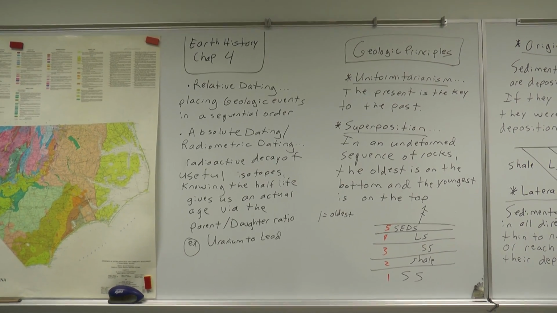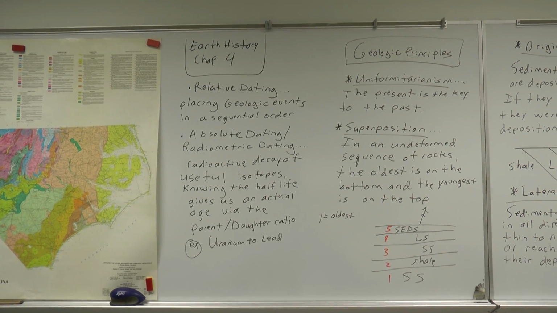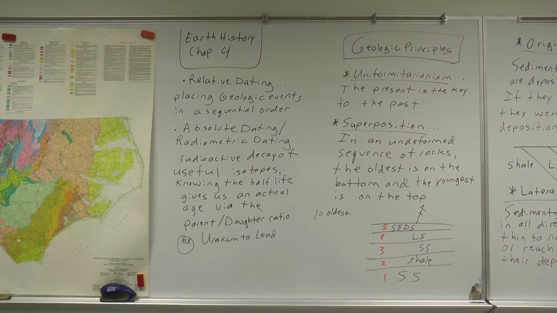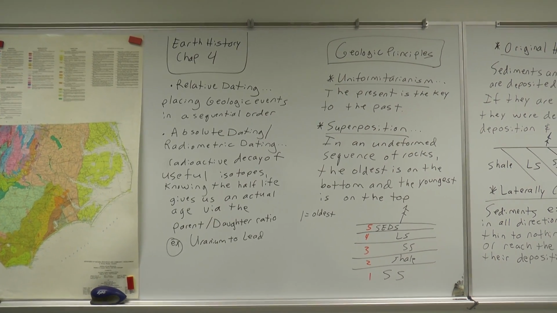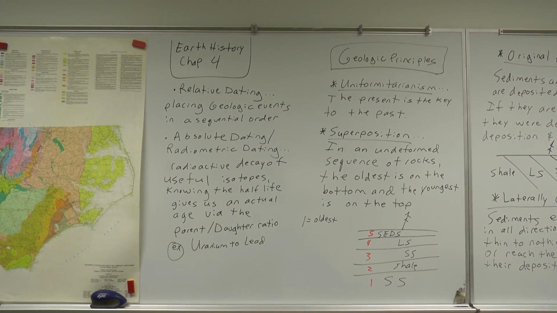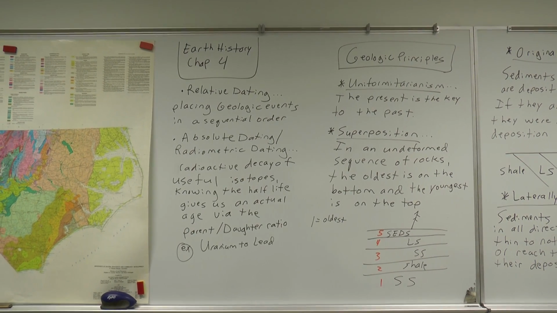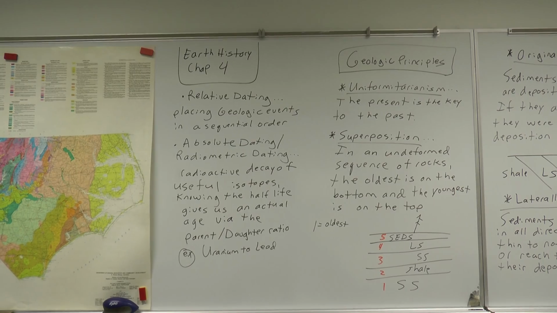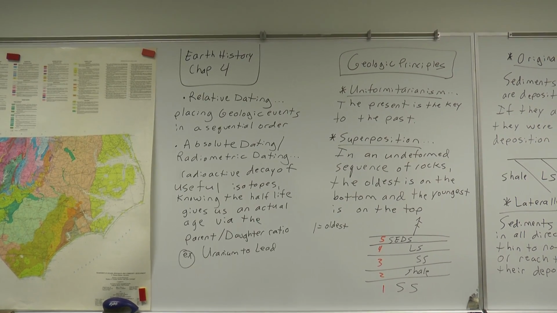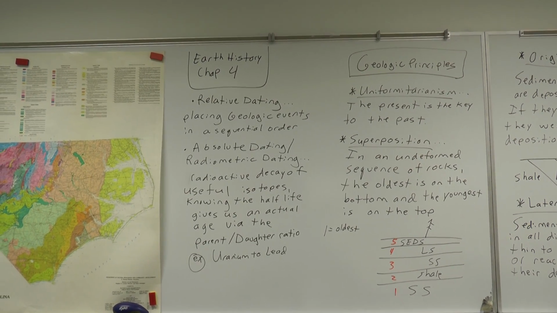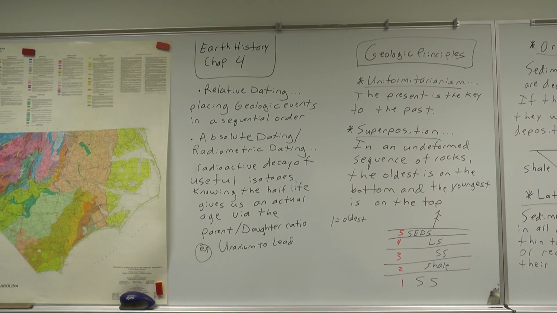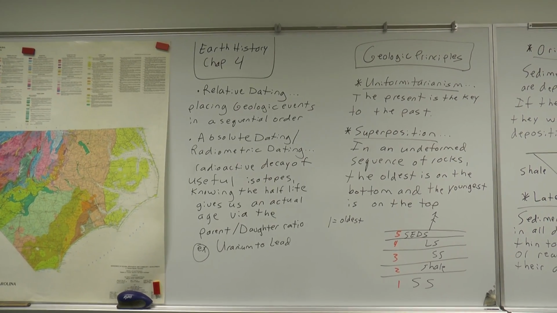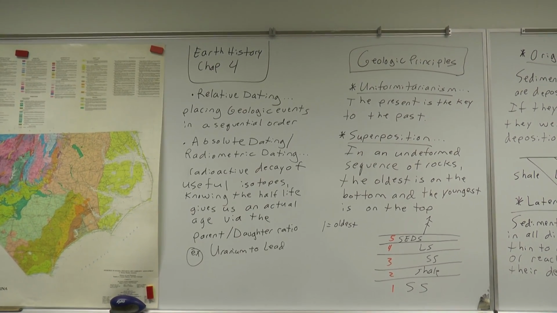Absolute dating, also known as radiometric dating, this of course has to do with radioactive decay of certain isotopes, and we have several isotope pairs that are very useful in radioactive dating, and that's in Chapter 4 somewhere. Whether we have time to look at that on the PowerPoint together or not is a good question. We'll have to see what happens there.